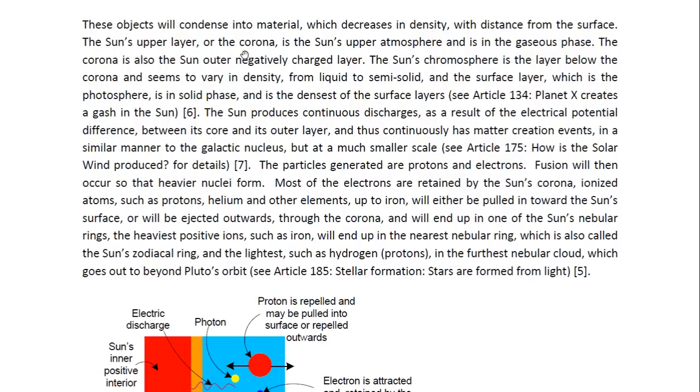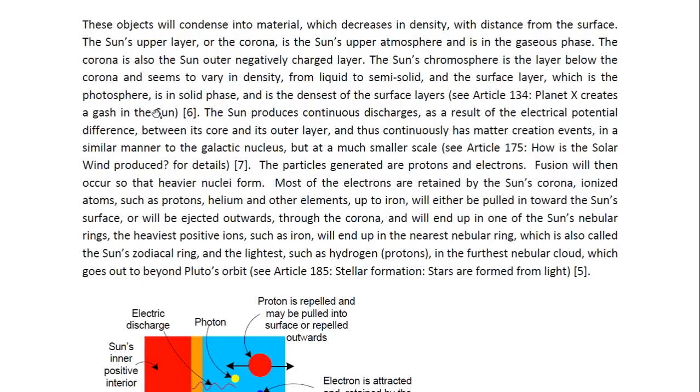The sun's upper layer, or the corona, is the sun's upper atmosphere and is in the gaseous phase. The corona is also the sun's outer negatively charged layer. The sun's chromosphere is the layer below the corona and seems to vary in density from liquid to semi-liquid, and the surface layer, which is the photosphere, is in the solid phase and is the densest of the surface layers. And this is explained in Article 134 entitled Planet X Creates a Gash in the Sun.